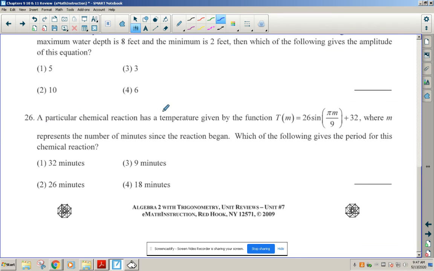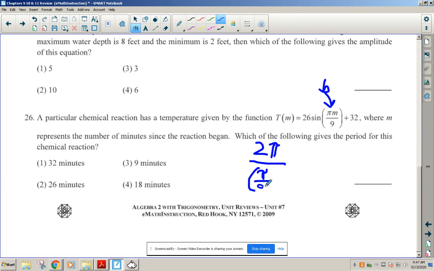A particular chemical reaction has a temperature given by this sine formula, where M represents the number of minutes since the reaction began. Okay, so instead of X, we're using M for minutes, and we did this in lesson 11, our real life trig functions. Which of the following gives the period? Well, okay, so again, here's my frequency, my pi over 9. So my period is now 2 pi divided by pi over 9.